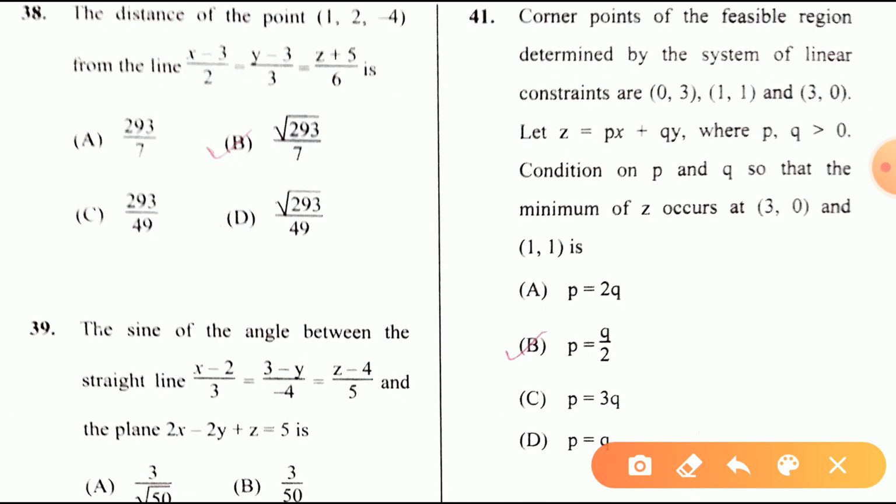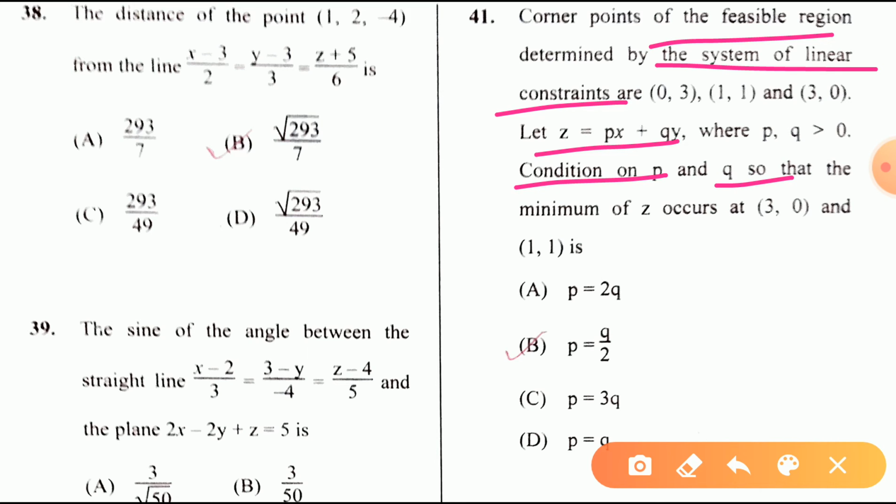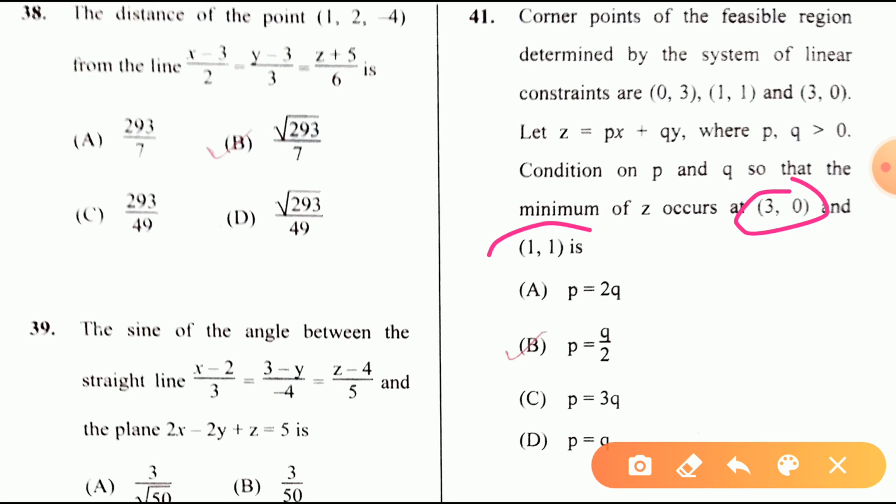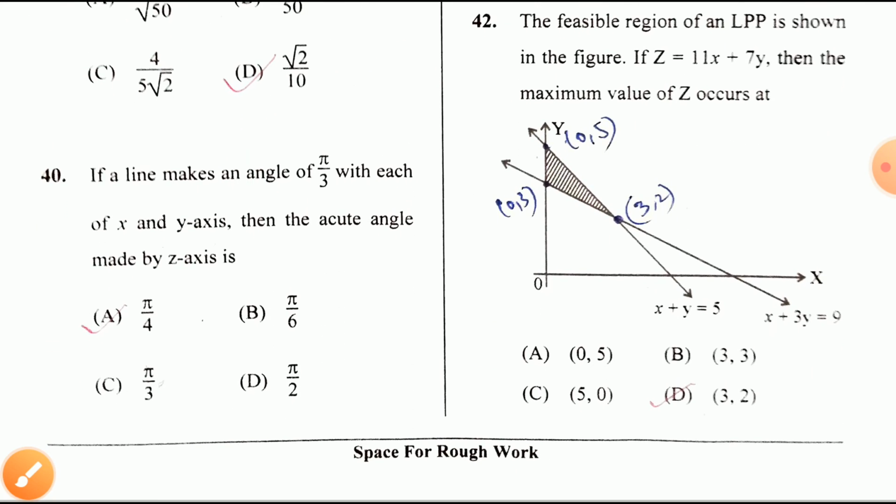Next, question number 41. The corner points of the feasible region determined by the system of linear constraints are 0, 3, 1, 2 and 3, 0. Let z be the given objective function, where p, q greater than 0. The conditions on p, q so that the minimum of z occurs at 3, 0 and 1, 1. By using these two corner points, put these two corner points in the objective function, then after simplification we get the relation p is equal to q by 2. Okay.